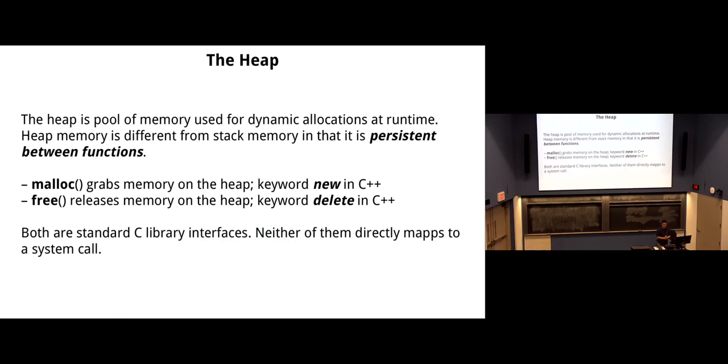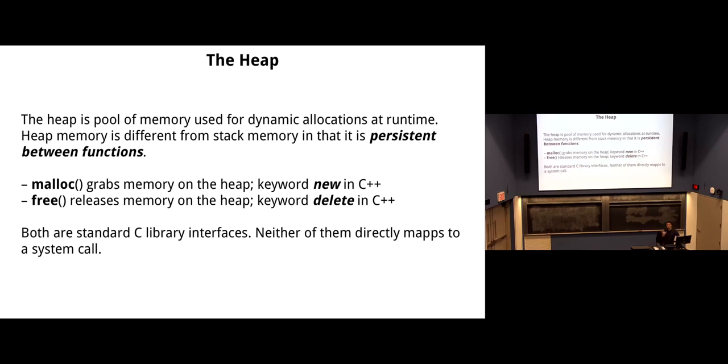To use the heap at the user space level, we have several C library functions. There are malloc, free, and several others. So malloc will grab memory for the program on the heap. If you are programming in C++, you can use the new keyword, which is equivalent to malloc. Free will release the memory on the heap. Also, the keyword delete in C++ does the same thing. They are both standard C library functions, but they are not system calls.